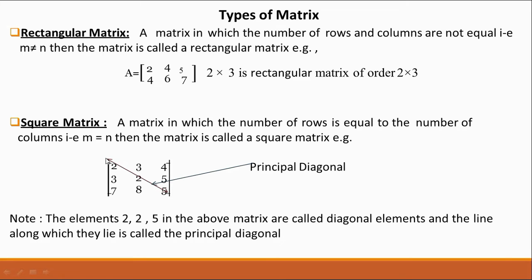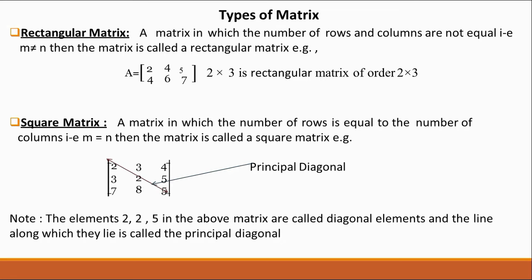In this matrix there are 3 rows. First row, second row, and third row. First column, second column, and third column. So this is a square matrix because the number of rows and the number of columns are equal. So this is a square matrix.